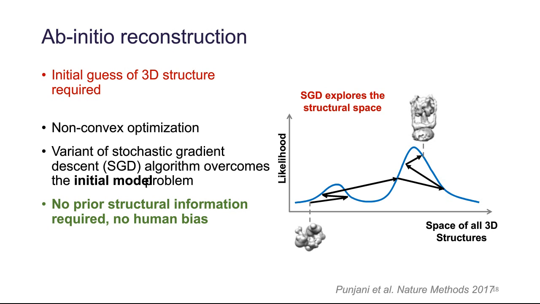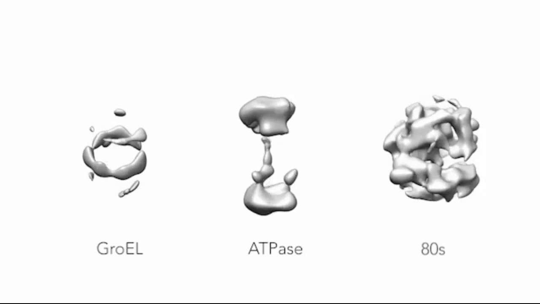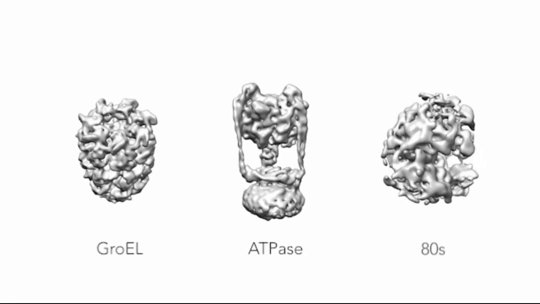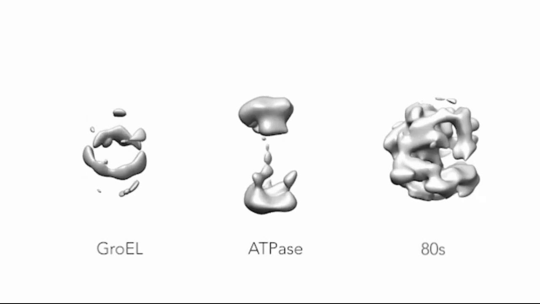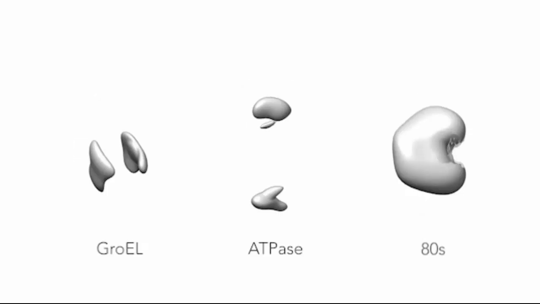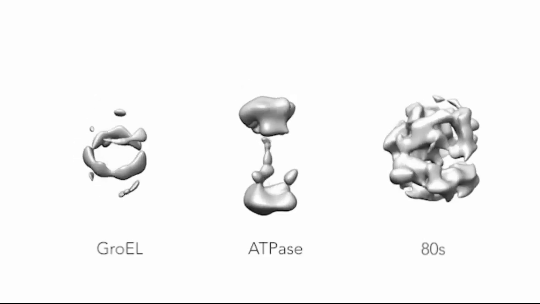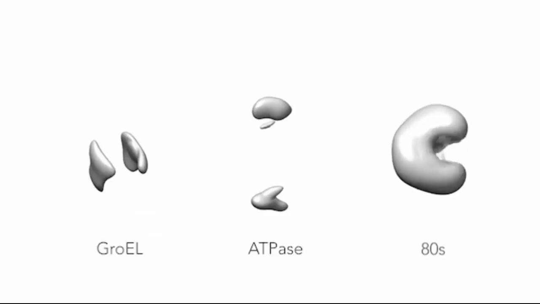This video shows how ab initio reconstruction can be performed on 3 very different protein molecules. The algorithm is sufficiently robust to be able to recover symmetric structures like the one on the left, membrane proteins like the ATPase in the middle, and large complexes like the ribosome on the right, all without any prior structural knowledge or retuning.